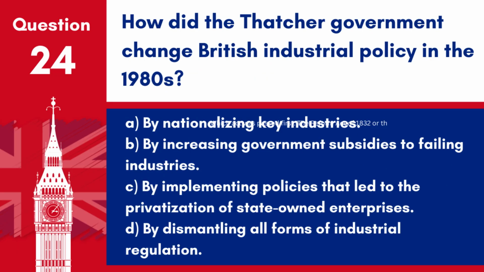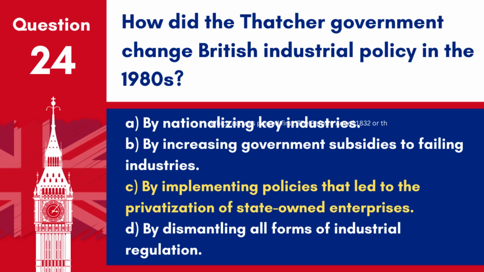Question 24. How did the Thatcher government change British industrial policy in the 1980s? A. By nationalising key industries. B. By increasing government subsidies to failing industries. C. By implementing policies that led to the privatisation of state-owned enterprises. D. By dismantling all forms of industrial regulation.